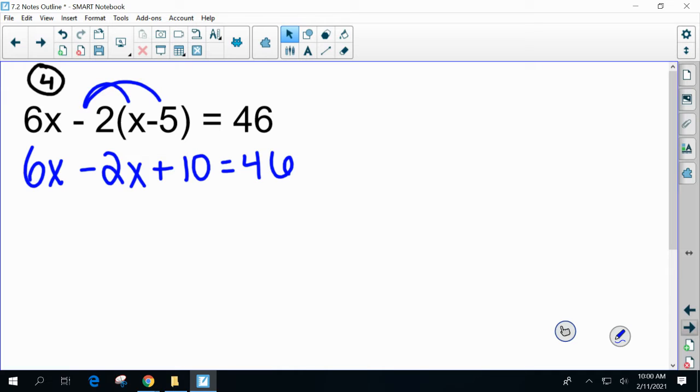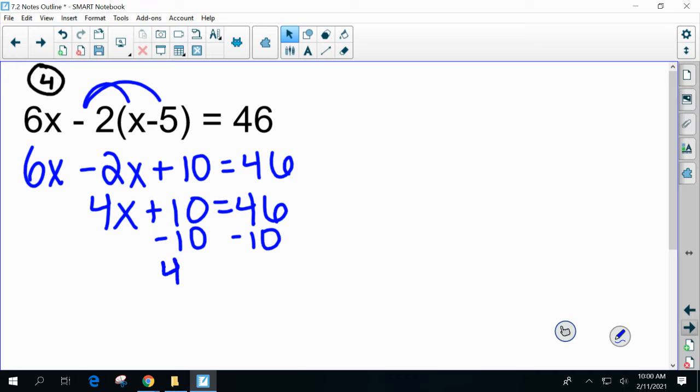So then I need to combine like terms. So 6x minus 2x would be 4x plus 10 equals 46. And then I have a 2-step equation. So subtract 10. So 4x equals 36. And divide by 4. So x would equal 9.